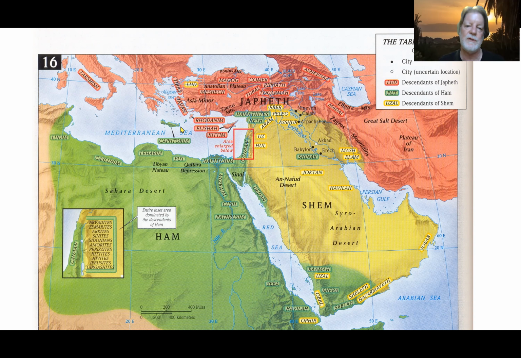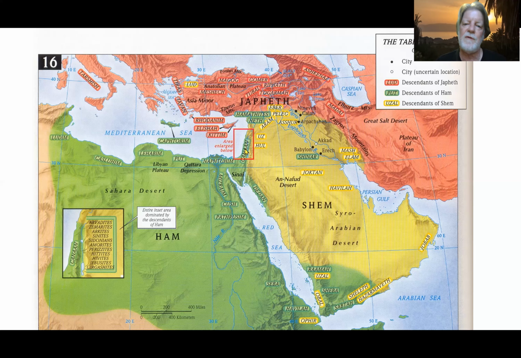Yavan is the Hebrew name for Greece. Here's Tarshish. I think that's guesswork. They're saying Tarshish is associated with Italy, but I'm not sure that's the case. And then here are a lot of the tribal names that go with the promised land. So this square is enlarged over here, and mainly populated by descendants of Cain, who would eventually be dominated by the descendants of Shem.